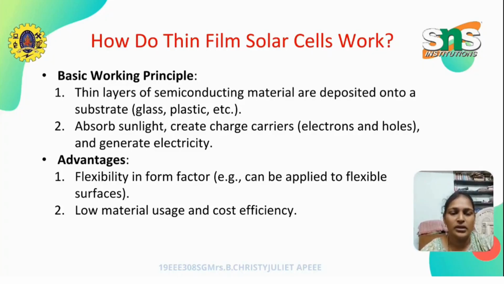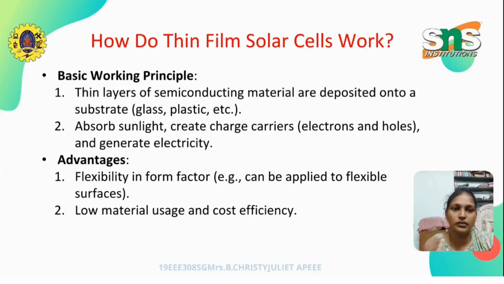Now, how is it more advantageous? It is highly flexible because it can be applied to any flexible surfaces, just like your plastic solar cells, and it uses low materials. Yes, that is the main advantage of thin film solar cells. As the name suggests, it is a thin film, so you have a very thin layer of the semiconducting materials, and that is why the material cost is less.